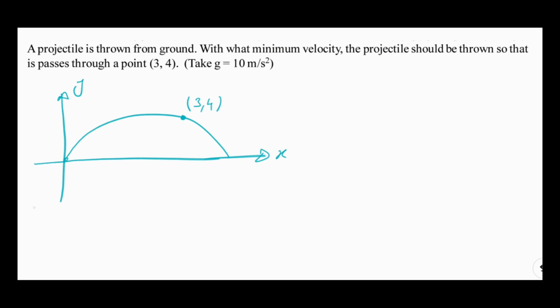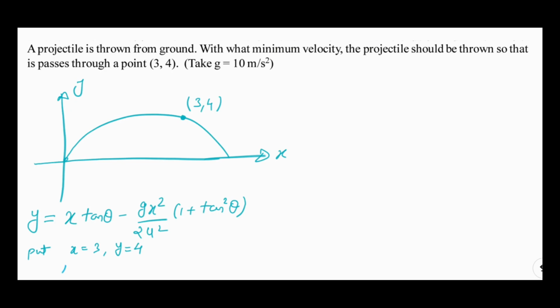So we may use the equation of trajectory. We know that the equation of trajectory for a projectile is y equal to x tan theta minus g x square by 2u square cos square theta. In the denominator, I can write 1 plus tan square theta in the numerator. We need to find the minimum velocity u so that the path of the projectile passes through the point (3, 4). So this equation should be satisfied by x and y as 3 and 4, because if the projectile is passing through that point, then the equation of trajectory should satisfy that point.